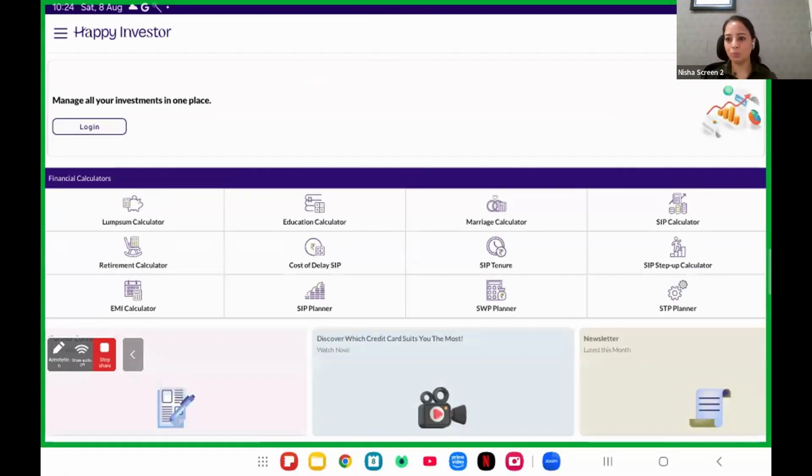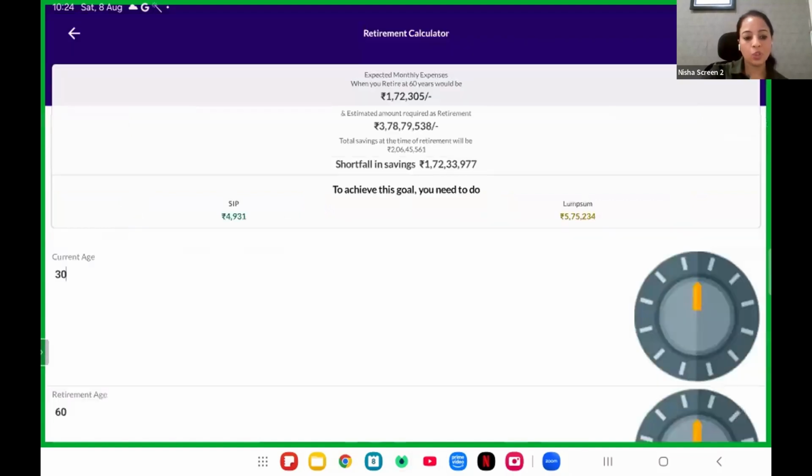And now let's look at the last and the most important calculator when we talk about long-term financial planning, the retirement calculator. The purpose of this calculator is to help us with two things. How much amount is required at the time of retirement and whether our current savings are enough to achieve that financial goal. So I would like to explain this calculator again with two different examples.